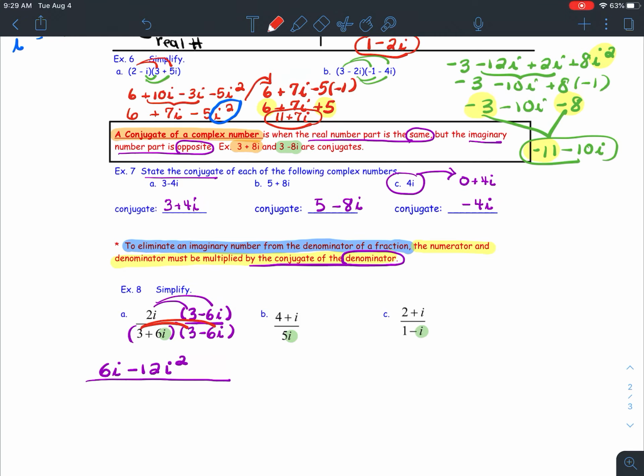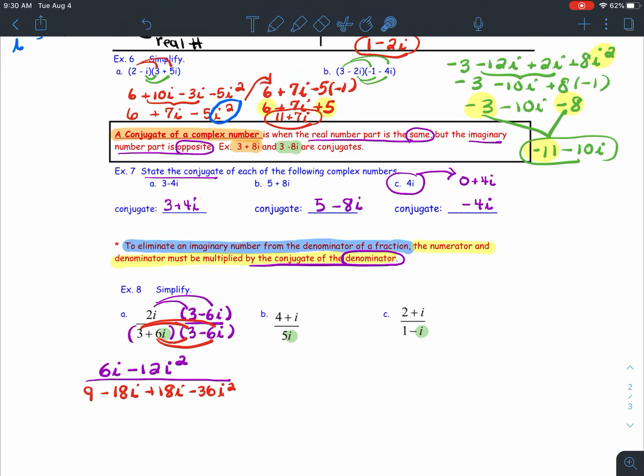We kind of have a FOIL situation here in the denominator, where we're going to distribute this 3 to the 3 and the 3 to the 6i, and then we're going to double back and distribute the 6i to each of those. And this should be the 4 terms that we get in the denominator.